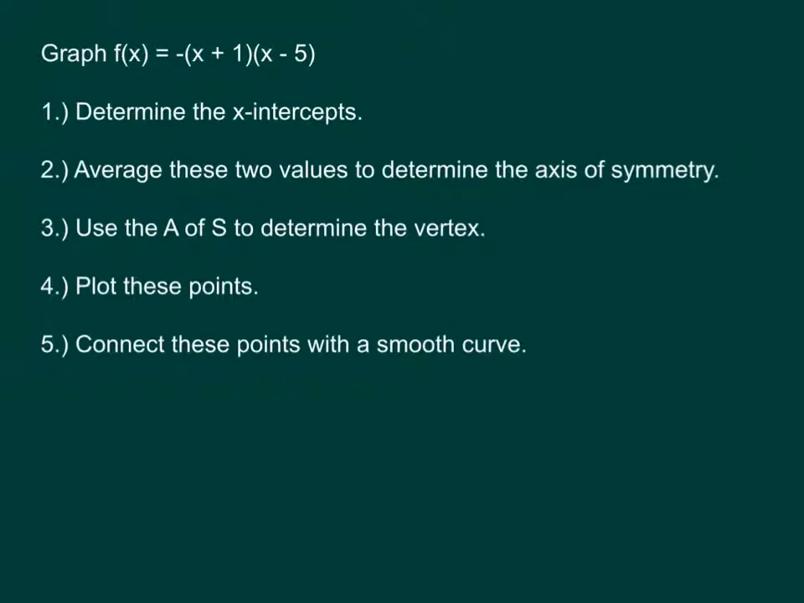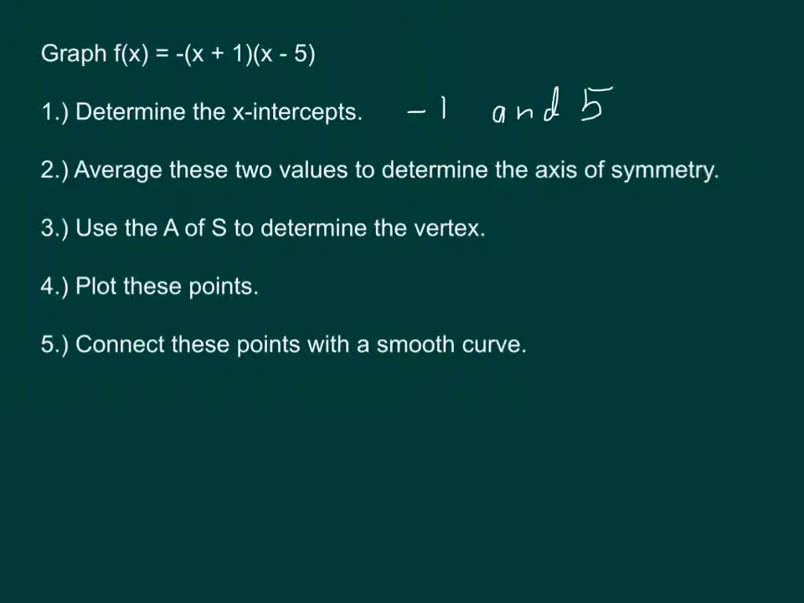All right, so now let's use what we've learned to graph f of x equals negative x plus 1 times x minus 5. First step is to determine the x-intercepts. Right away, I just look at my equation, and I look at the two binomial factors. I ask what's being subtracted from x. For x plus 1, what's being subtracted is a negative 1. It's the opposite of the one that we see. And what's being subtracted from x in x minus 5? That would be 5. So my two x-intercepts are negative 1 and 5.